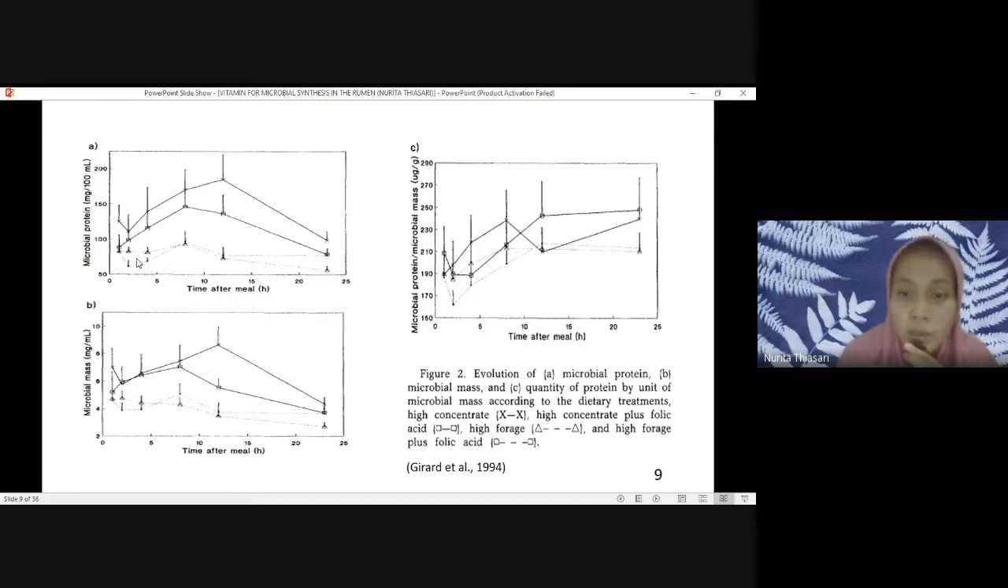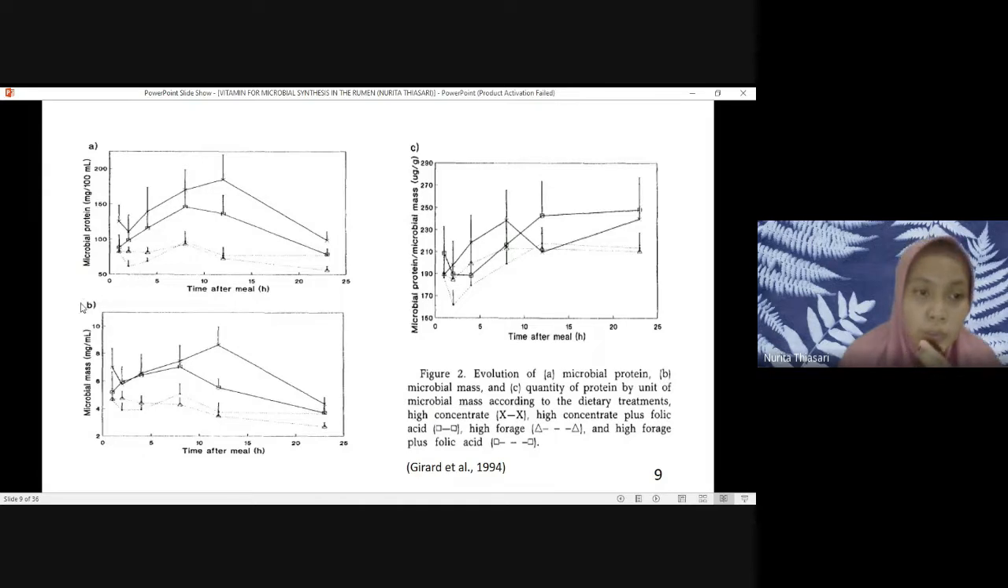The same thing also happens for the high forage with the addition of folic acid. I'm sorry. Here, with the addition of folic acid for the high forage, it is a bit higher after the time is maybe around 10. I'm sorry, maybe around 8.